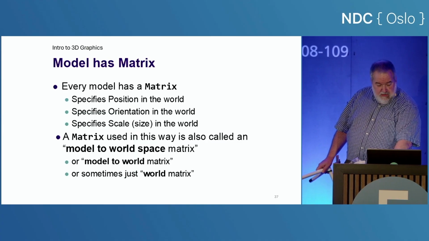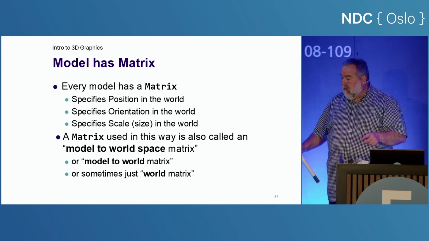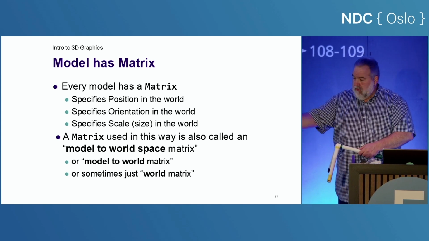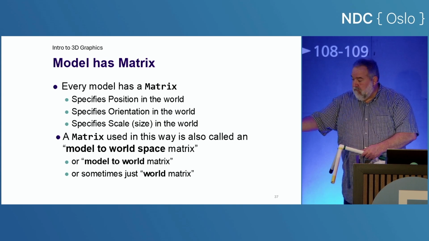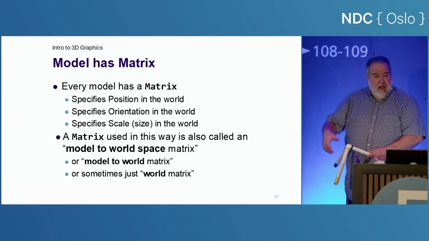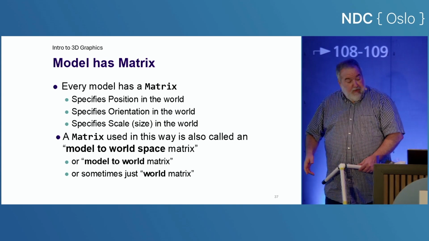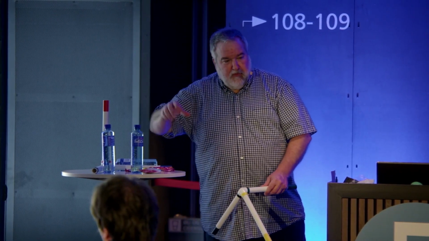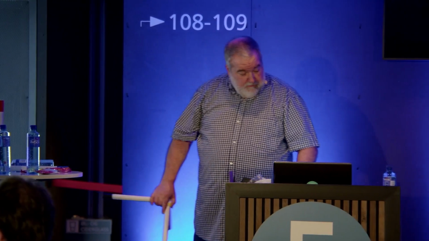Model space. So each model has its own matrix of where it's moved to. Translate, and if scaling, rotating. So I don't have a much larger bottle, but if we scaled it, we would have a monster bottle, or potentially a little teensy one.